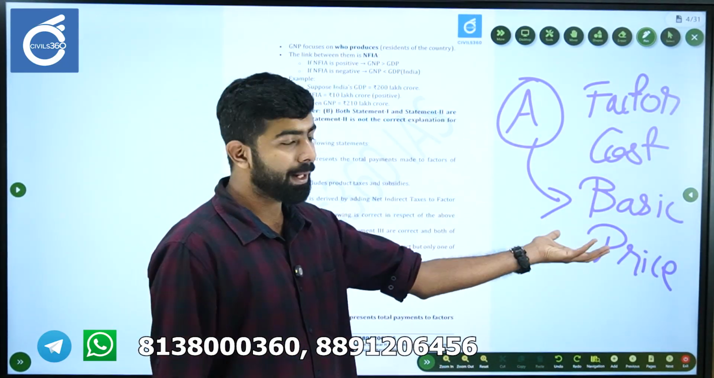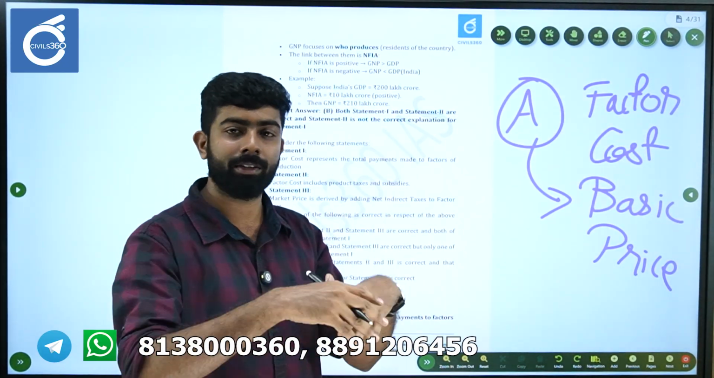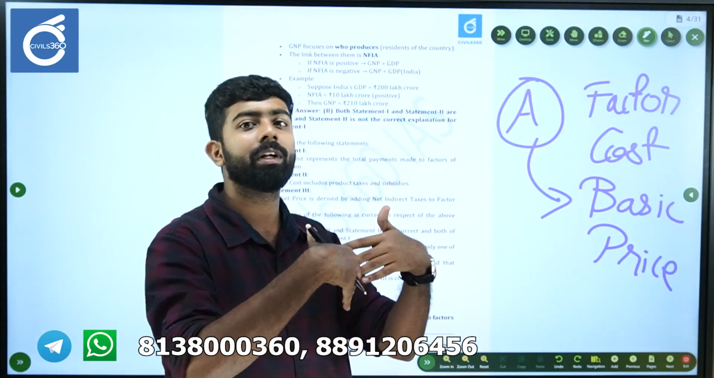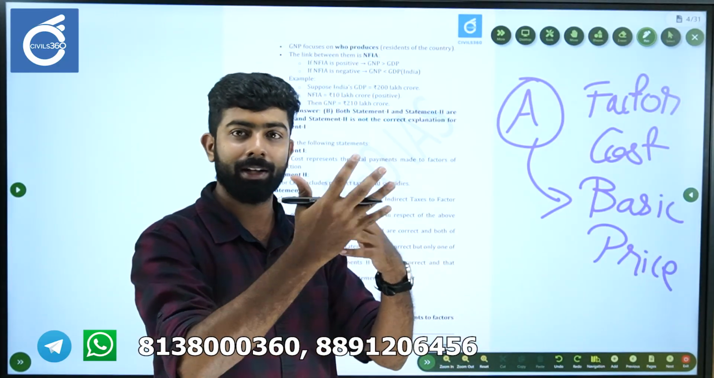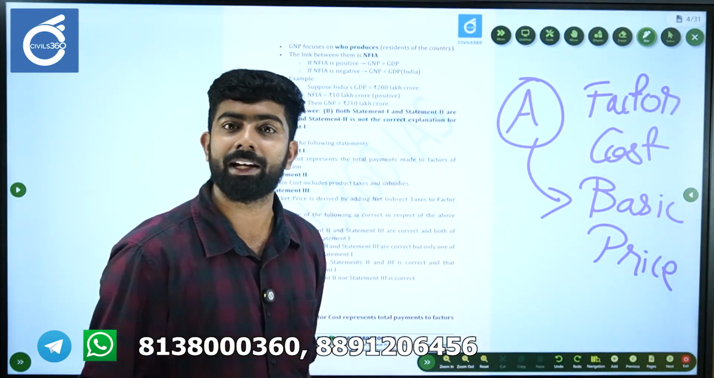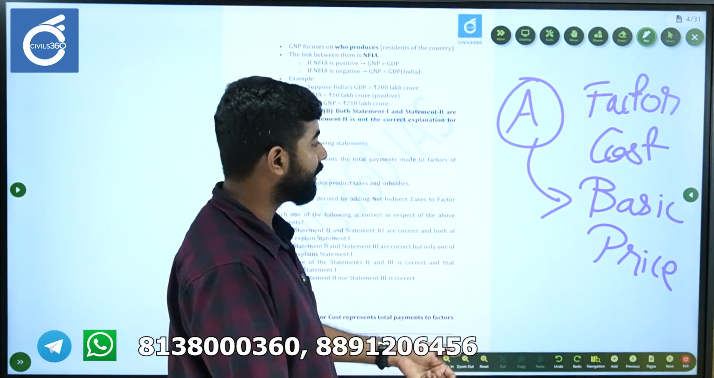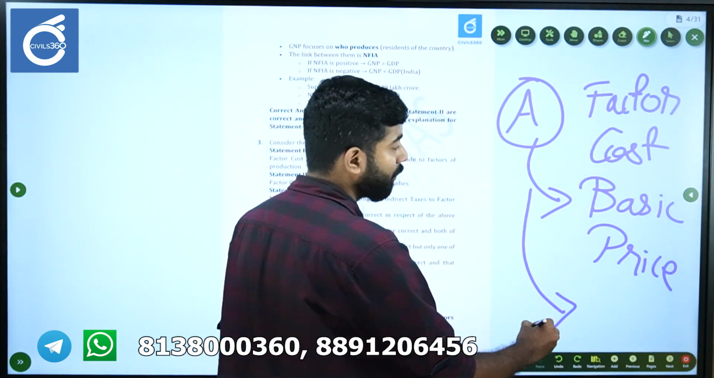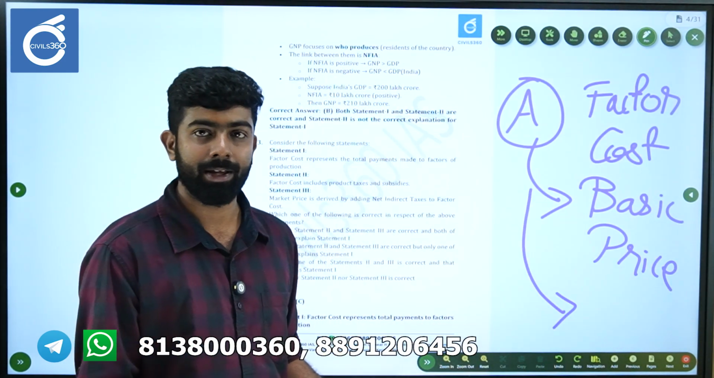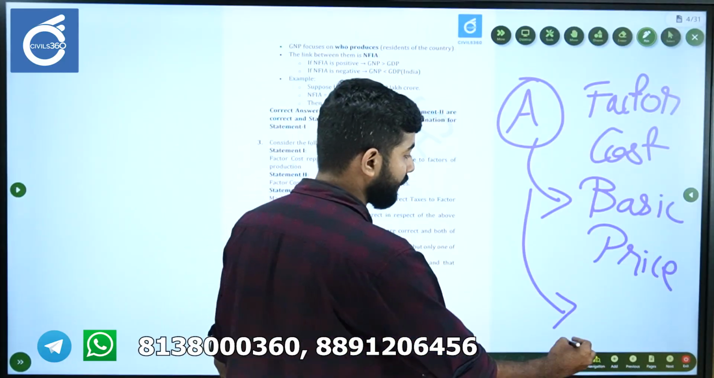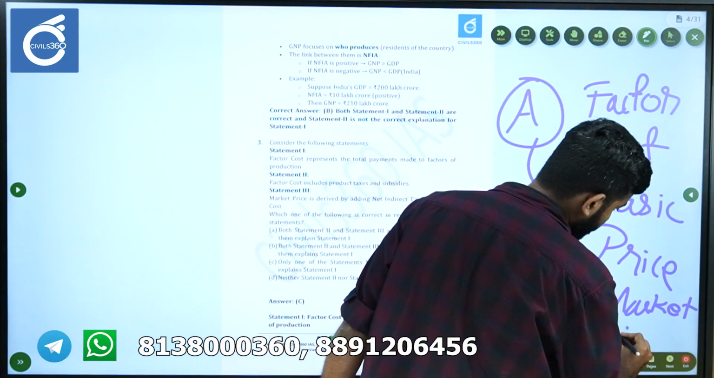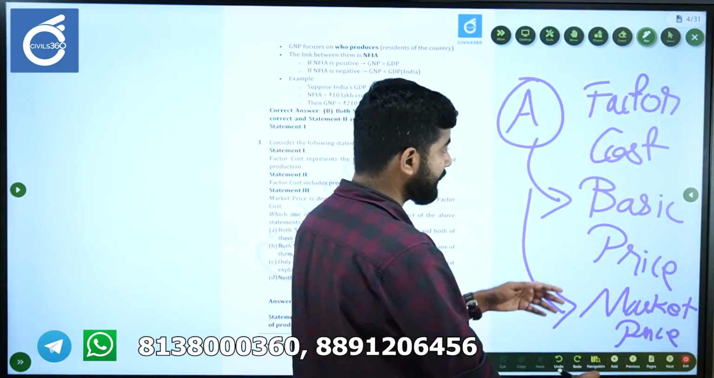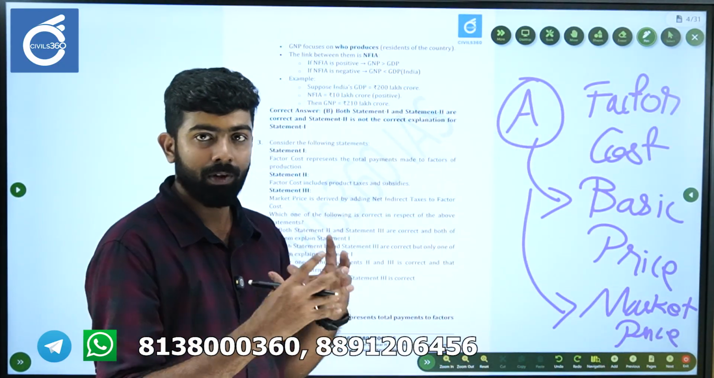This concept is not there in the question, but I'm just explaining where each price comes from. That product is now in the market, and the person in the market is going to package it, distribute it, and finally brand it and sell it to consumers like us. And what we have to pay is the market price. I hope these three ideas are clear.